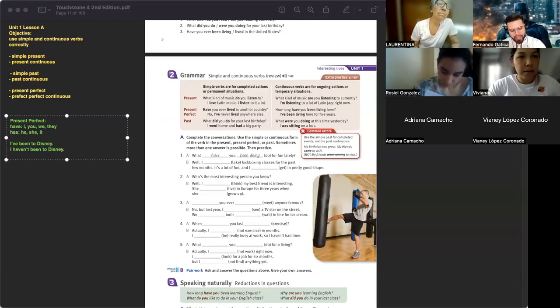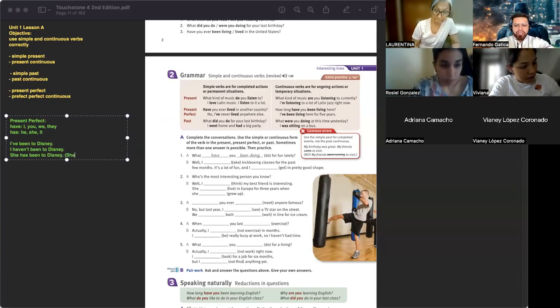How do I say ella ha ido a Disney? She has been to Disney. I can also say she's been to Disney. Okay, I can use the contraction. She has, she's. Okay, she's been to Disney.